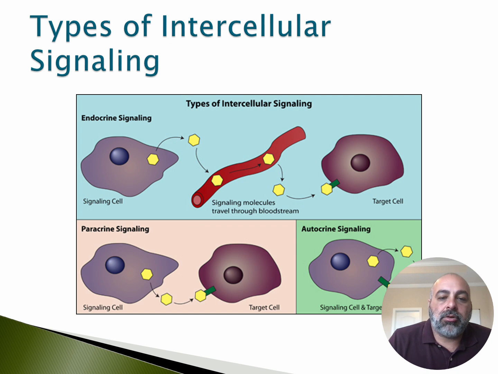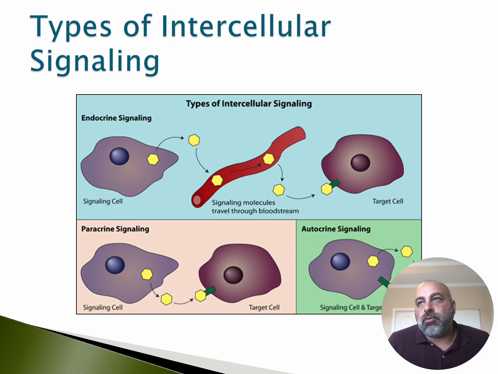All right, endocrine, paracrine, and autocrine signaling. So this is hormone signaling. For example, endocrine, we release into the bloodstream. So that's the key point there. We travel somewhere else in the body, and we signal that cell to do something.